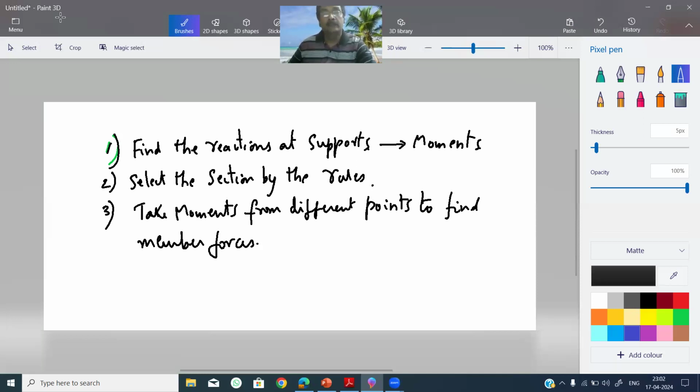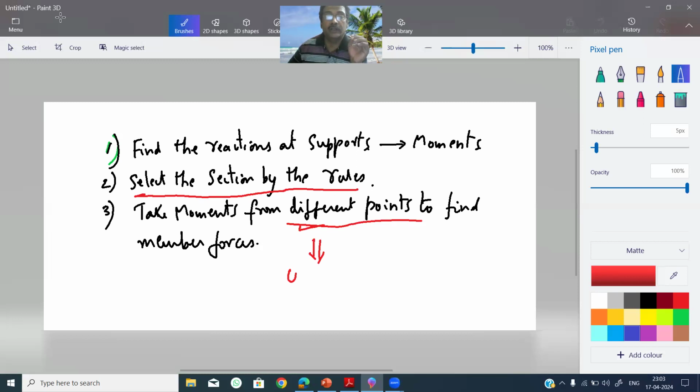Okay. So wherever you find, you need to take the moment from the requisite points, and how to select the different points. So two things are there: select the section by means of the rules, and selection of the points. Once you are identifying the section by the rules, after that, different points. That means how to select the point. How to select the point means we need to select the point such that we are having only one unknown.